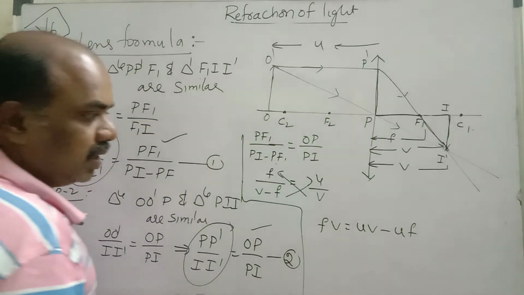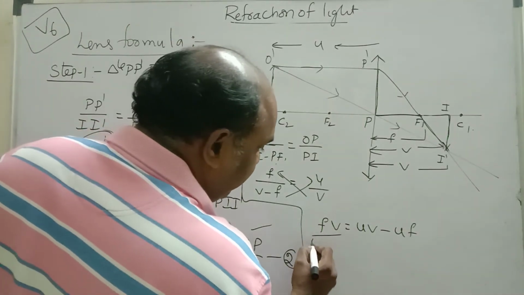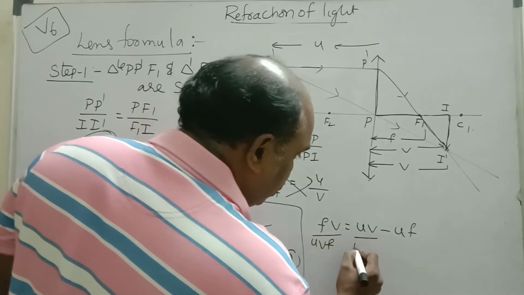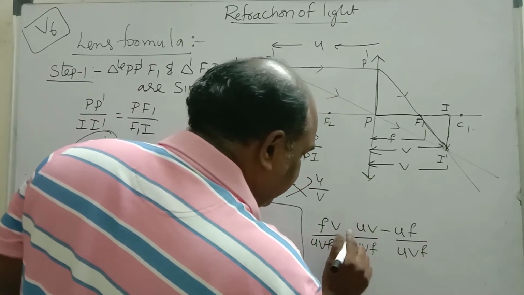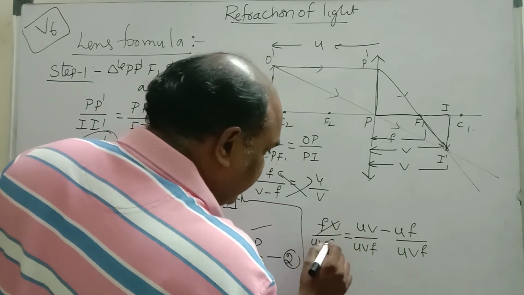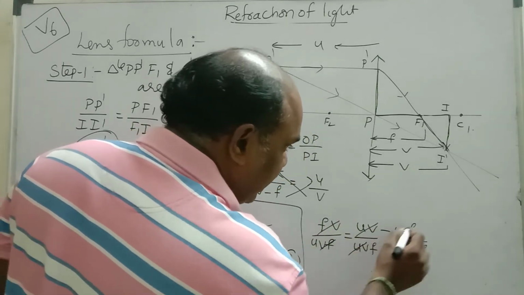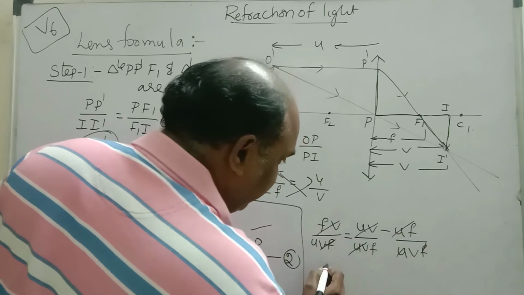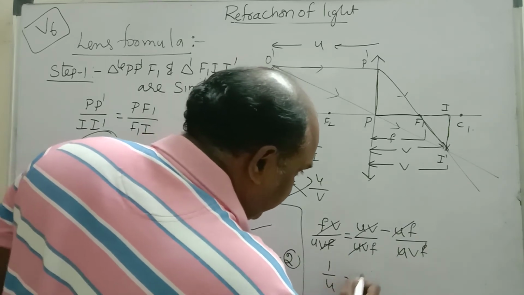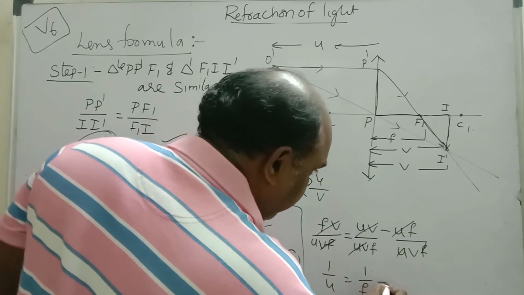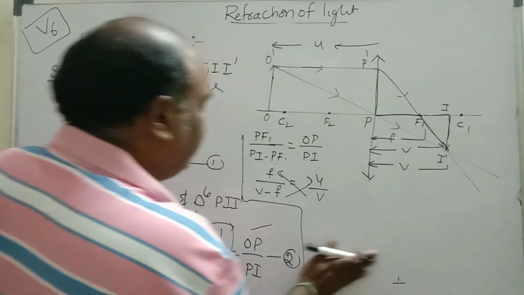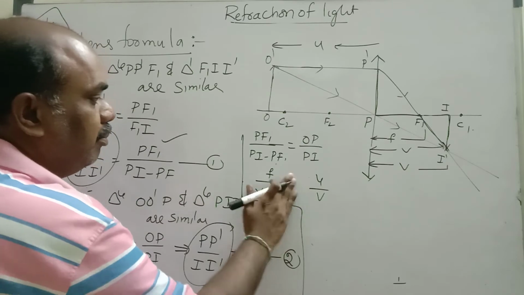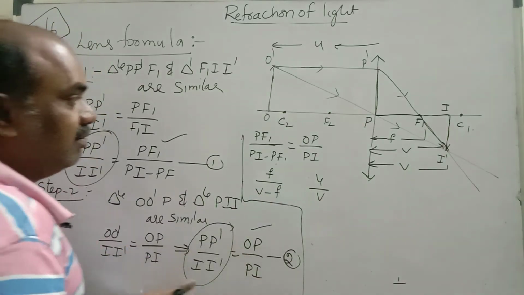Any doubts? Now see, total I am multiplying with UVF. What will happen? We will see. FV cancel, UV cancel, UF cancel. Remaining values I am writing. 1 by U is equal to 1 by F minus 1 by, sorry, here we need to do sign convention. Before going to substitute, we need to do sign convention.